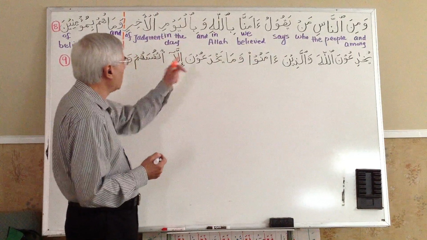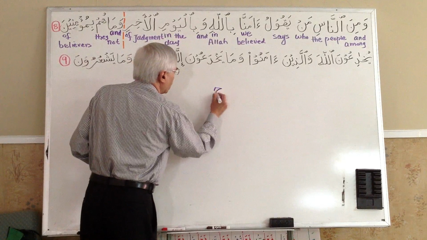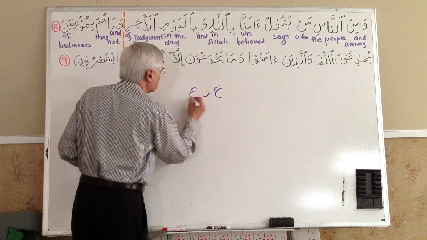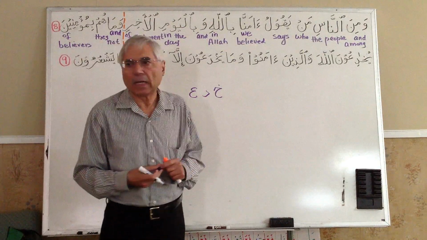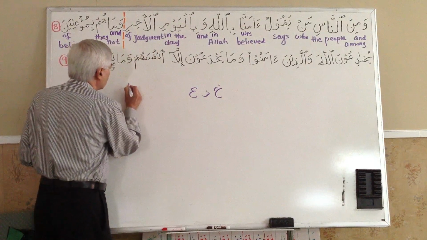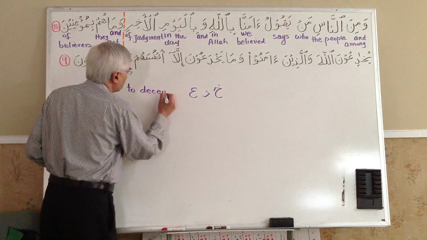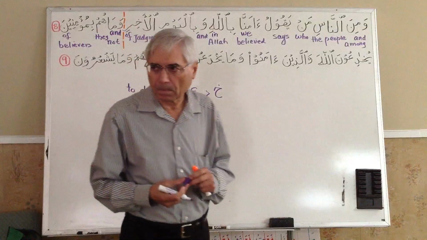So we will learn one word here which is very important, which starts first with these three letters: ha, dal and ain. Ha, dal and ain. Okay. The meaning of this is to deceive.